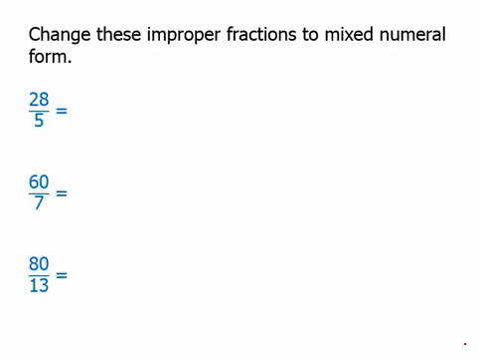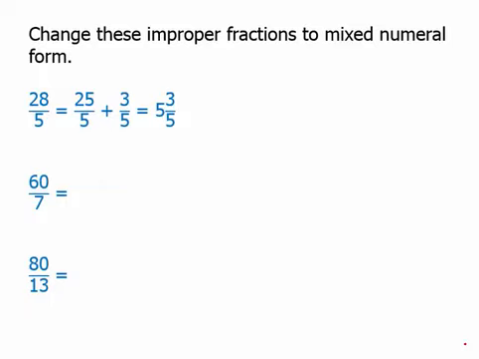So change these improper fractions to mixed numeral form. Pause the video and just take a moment to do it yourself, and then we'll talk about it. Okay, that first one, 28 over 5. Well, the biggest multiple of 5 that is less than 28 is 25, so I'm just going to express the 28 as 25 plus 3. Split up the fraction like that. The 25 over 5 becomes 5, and then it's 5 3/5.